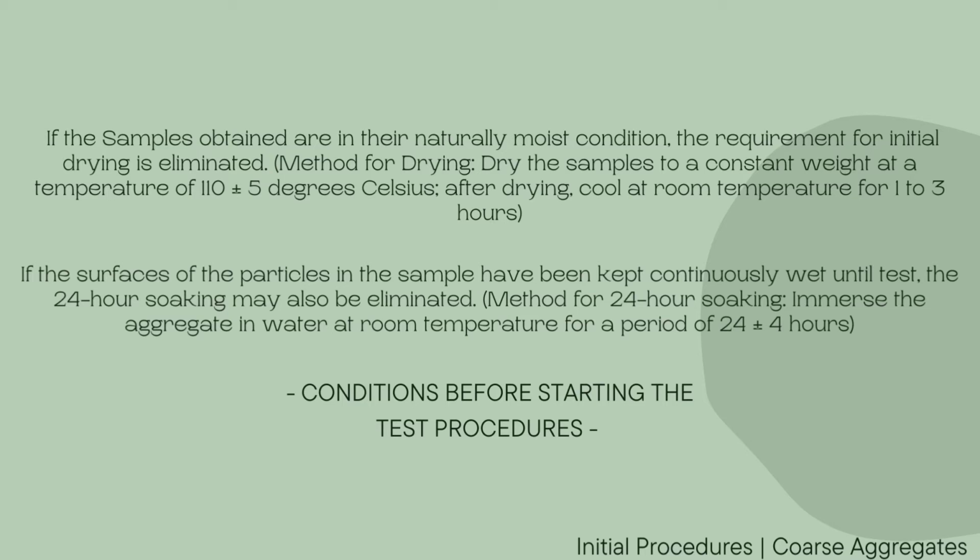Test number 2. Specific gravity determination of aggregates. Coarse aggregates. Number 1. Samples of the aggregates were obtained from the laboratory. If the samples obtained are in their naturally moist condition, the requirement for initial drying is eliminated. The method of drying is to dry the samples to a constant weight at a temperature of 110 plus or minus 5 degrees Celsius. After drying, cool at room temperature for 1 to 3 hours.